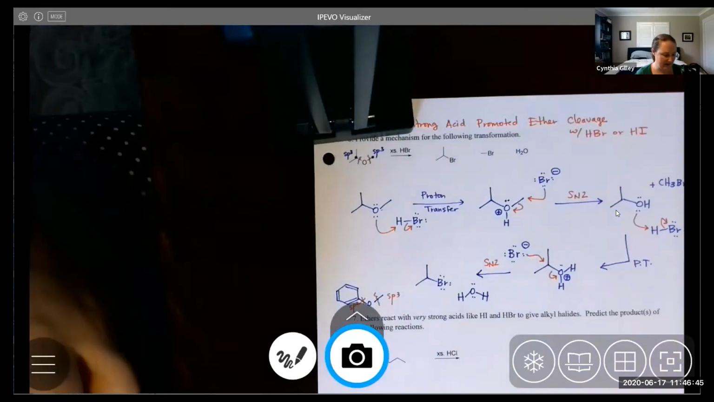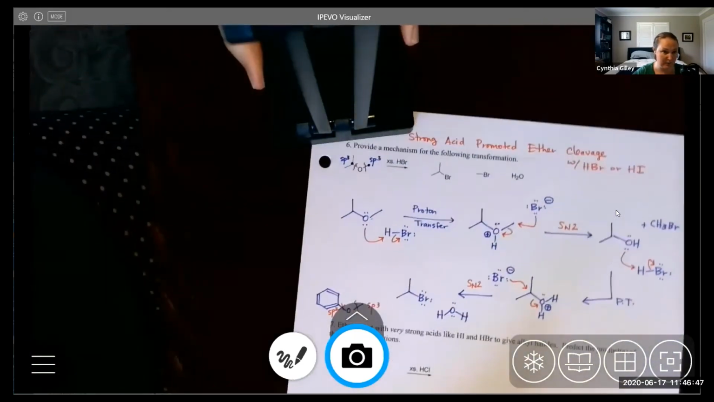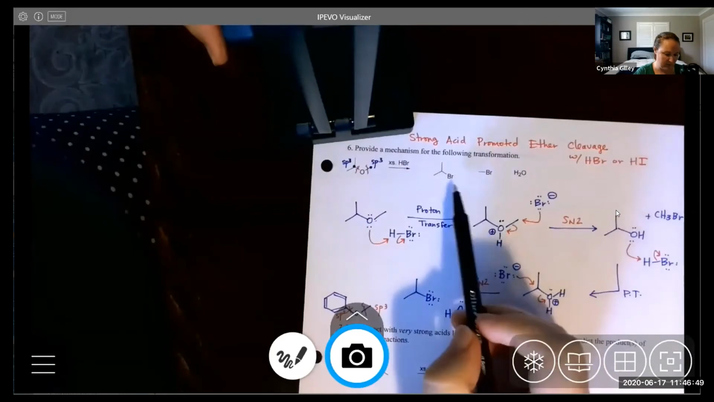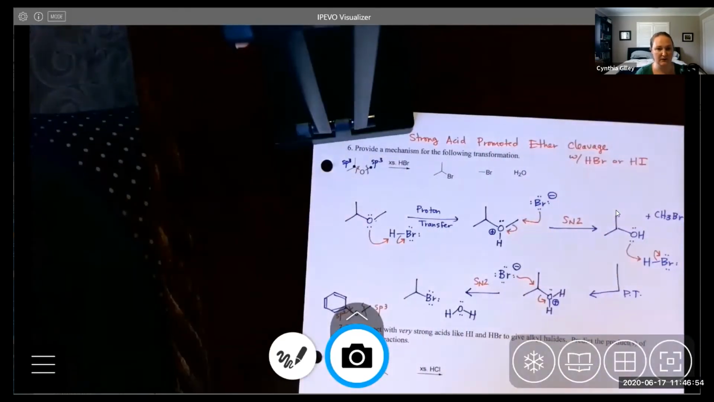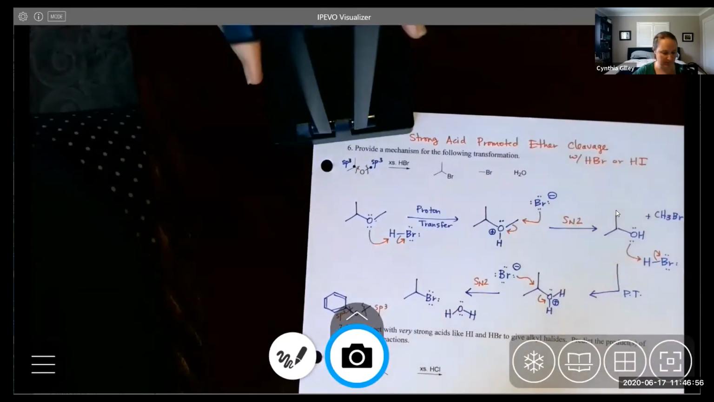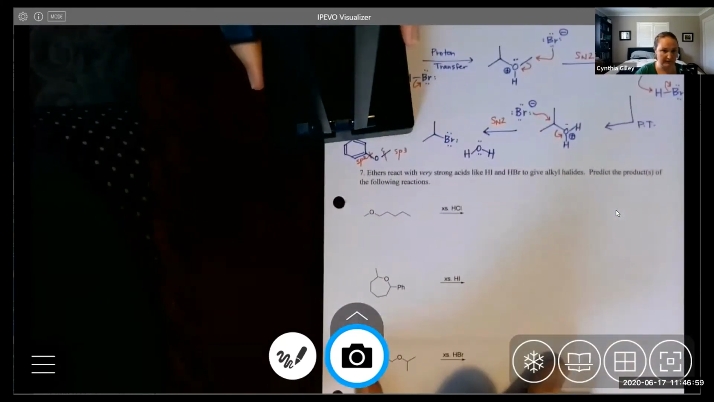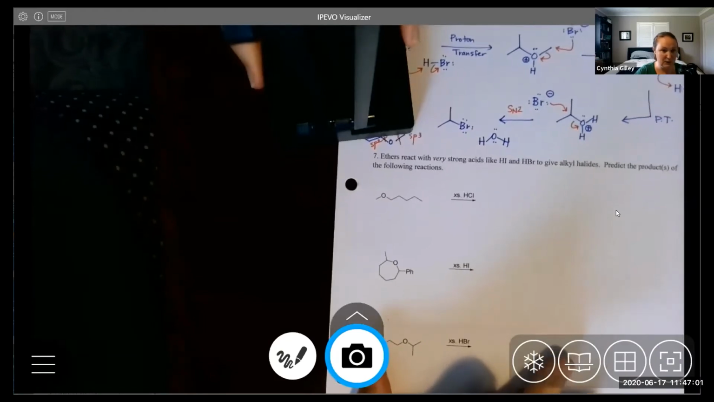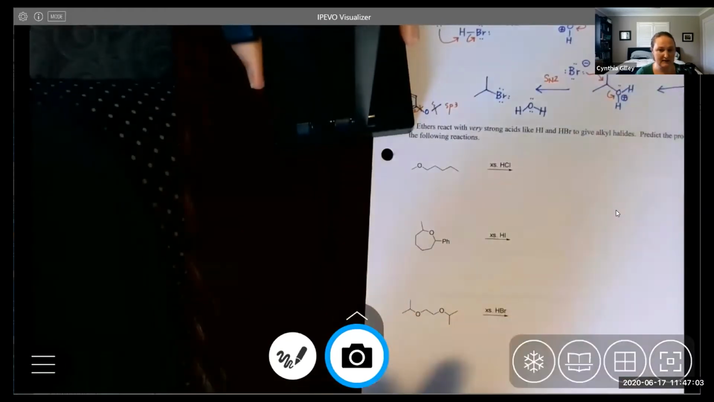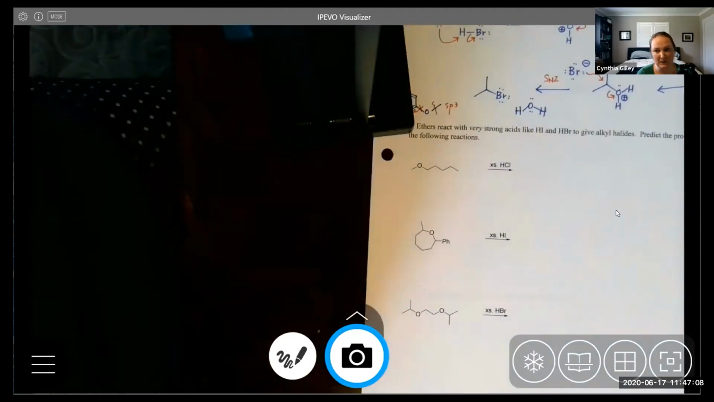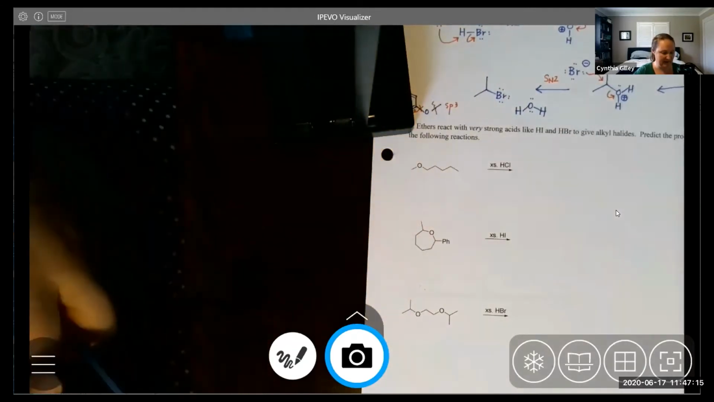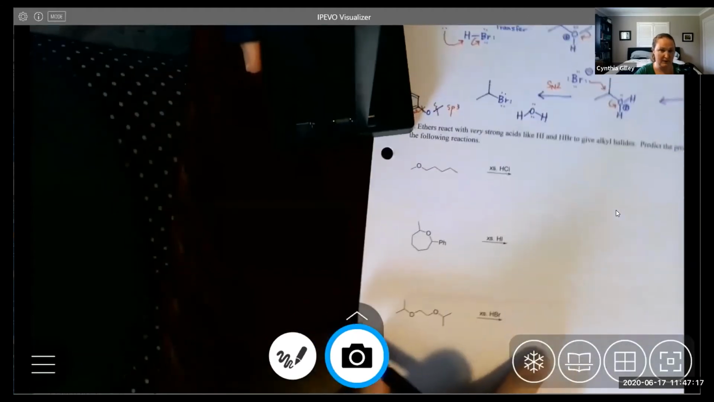So in the end, we ended up cleaving the ether, both carbon-oxygen bonds, forming two alkyl halides and water. I wouldn't say this is a very useful reaction, because how did we make the ether in the first place? From an alkyl halide, most likely. Now all we're doing is going back to an alkyl halide. But it's the only thing you can do, because ethers are so stable.